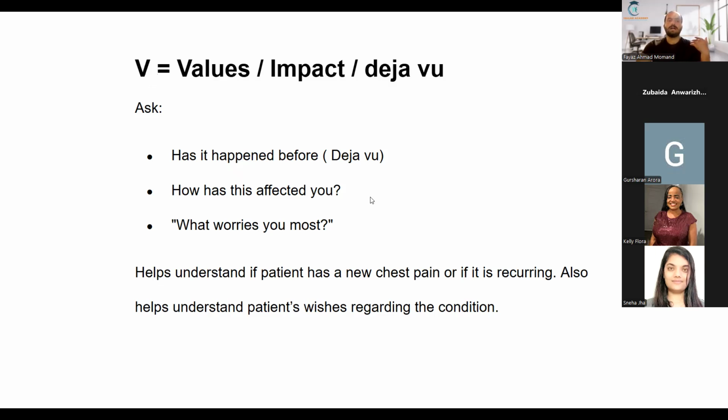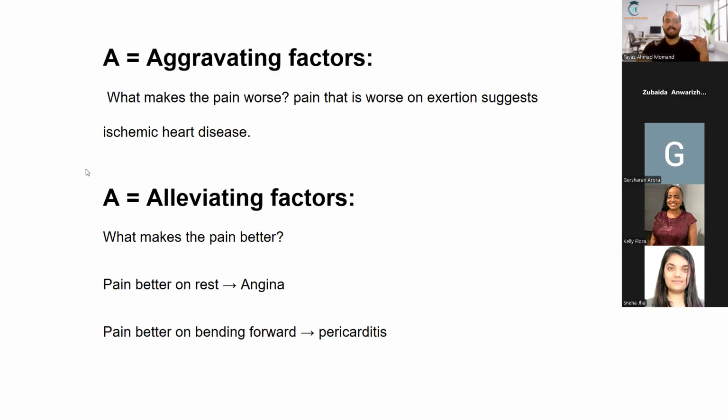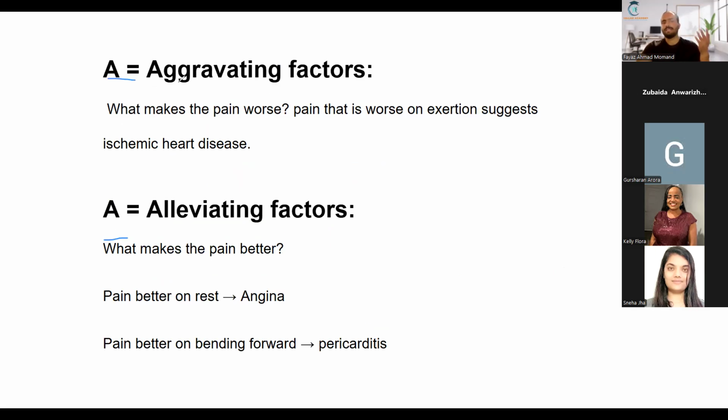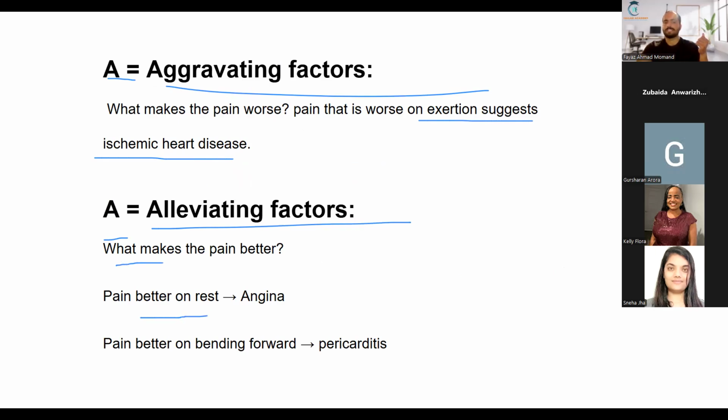All right. Now we're going to go into A and A, the 2A: aggravating factors, alleviating factors, what makes the pain better, what makes the pain worse. Pain worse on exertion suggests ischemic heart disease. Pain that is better on rest suggests angina. Pain better on bending forward suggests pericarditis.